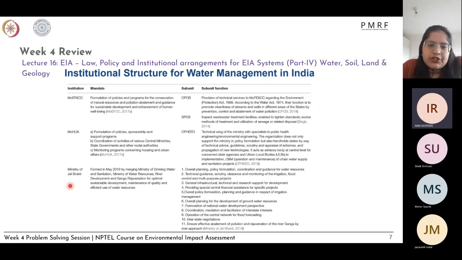And then we have the Ministry of Jal Shakti, which was formed in May 2019 by merging the Drinking Water and Sanitation Ministry, the Ministry of Water Resources, River Development, and Ganga Rejuvenation for Sustainable Development. And this was done to develop and maintain quality and efficient use of water resources. So it also has a lot of key functions.